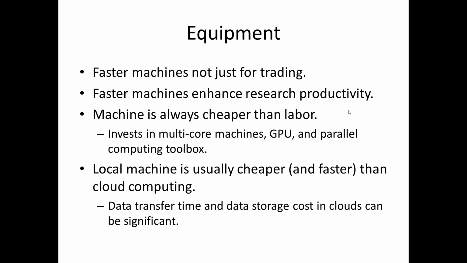So investment in machines always yields a much higher return than investing in labor in this sense, simply because the base cost is so low. Now, in addition to a multi-core machine, you can certainly go for a GPU if you are interested in deep learning related research, and invest in a MATLAB parallel computing toolbox, or a Python parallel processing module if you want to utilize them quite conveniently.